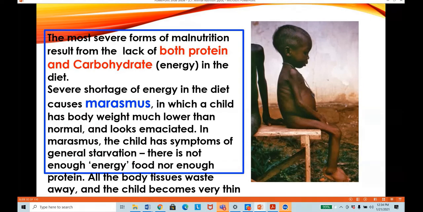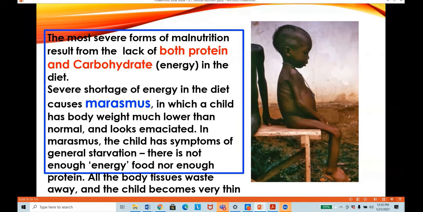Okay, so the most severe forms of malnutrition result from the lack of both protein and carbohydrate, which is energy, in the diet. And severe shortage of energy in the diet causes marasmus, in which a child has body weight which is much lower than normal and he looks emaciated. So in this condition, not only is the child's body weak, also his brain is getting affected. Why? Because the brain needs a constant supply of glucose to function properly. And in this condition, even the carbohydrates are deficient in his diet. So the brain does not get enough glucose, so the child may be retarded as well.